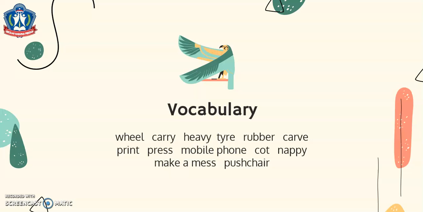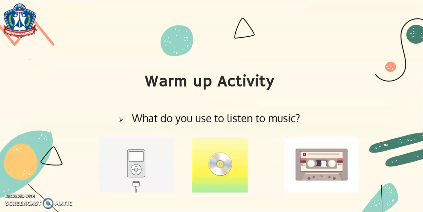For our vocabulary words, we have wheel, carry, heavy, tire, rubber, carve, print, press, mobile phone, cot, nappy, make a mess, pushchair. Take your time to check their meanings, children.